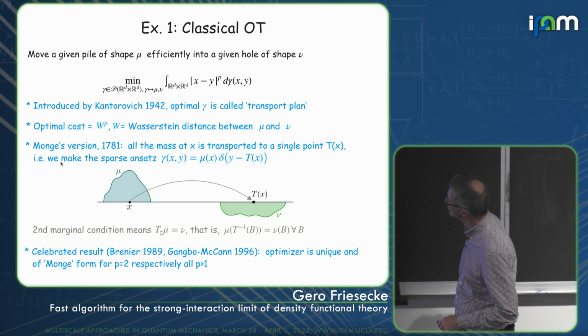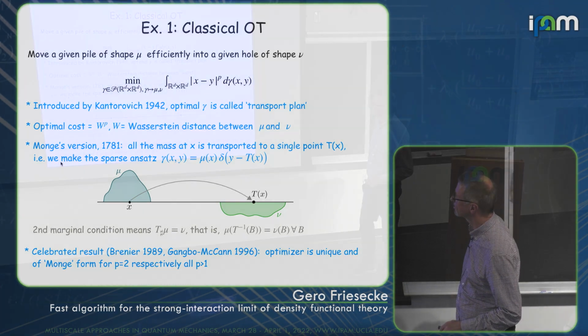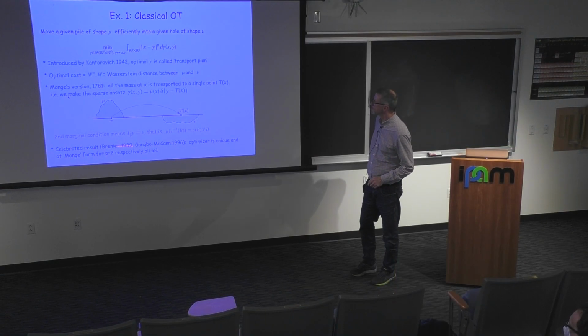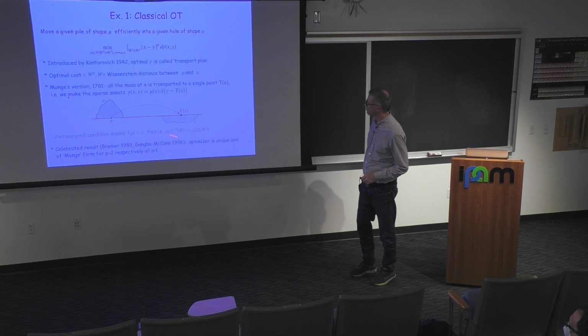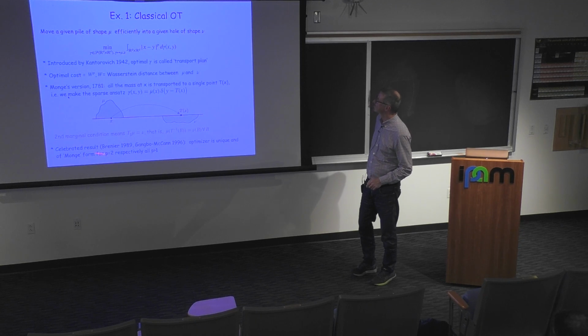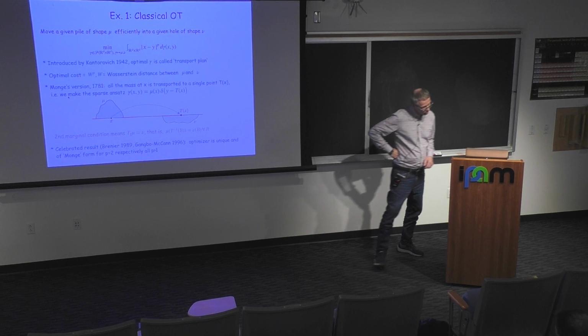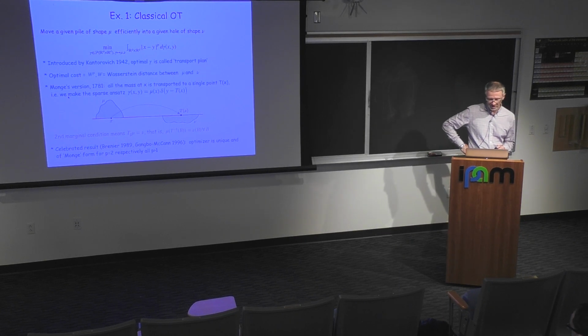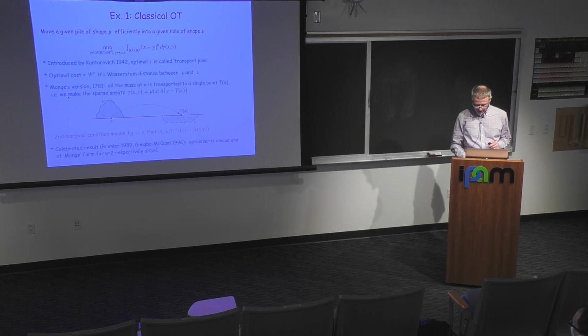The second marginal condition is a little complicated. I don't want to discuss it here. And so then there is a celebrated result by Yann Brenier in the case p equals 2, and by Wilfrid Gangbo and Robert McCann from '96, that the optimizer is unique and precisely satisfies this Monge-type ansatz here. So every point is just moved to one other point.